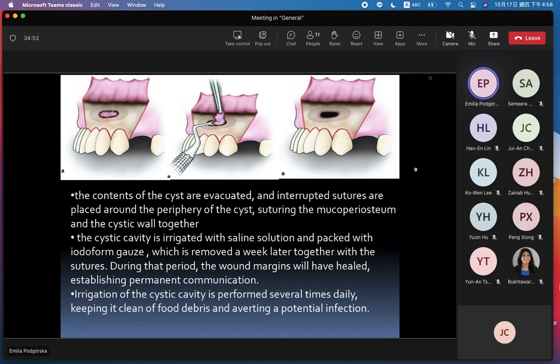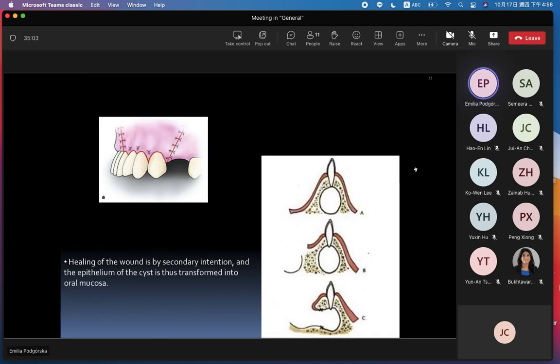Irrigation of the cystic cavity is performed several times daily, keeping it clean of food debris and averting a potential infection. Healing of the wound is by secondary intention, and the epithelium of the cyst is thus transformed into oral mucosa. And here we have a schematic image of this method.